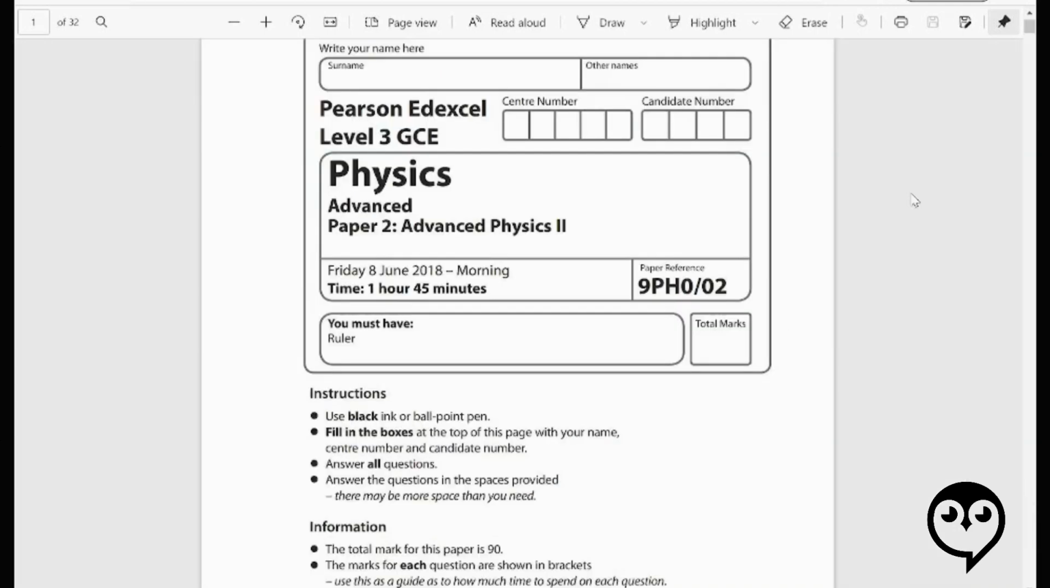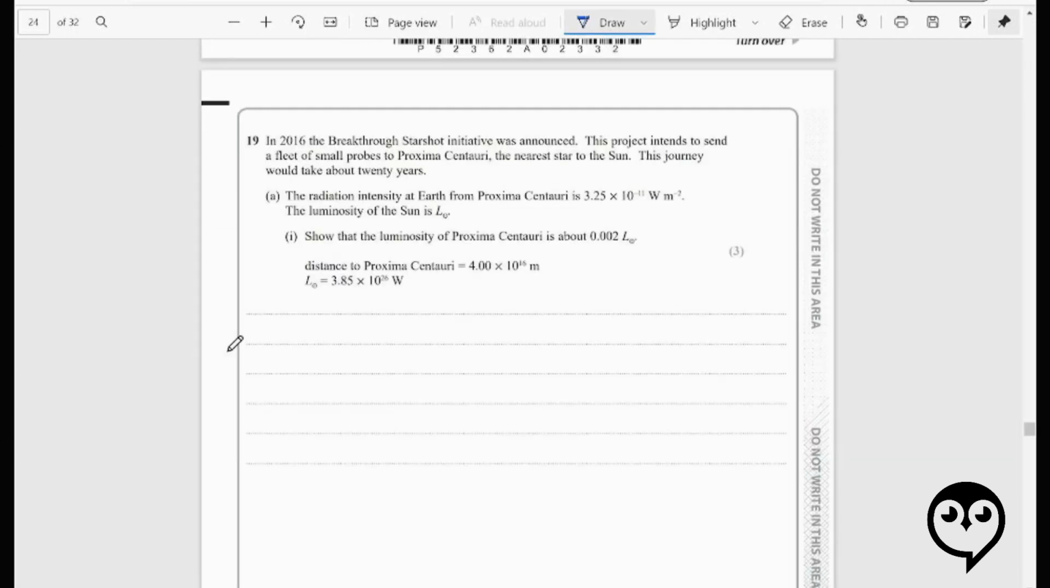Okay, and this is an Edexcel paper 2, Advanced Physics. It's from 2018. In 2016, the Breakthrough Starshot Initiative was announced. This project intends to send a small fleet of probes to Proxima Centauri. That's the nearest star to the Sun. This journey should take about 20 years.